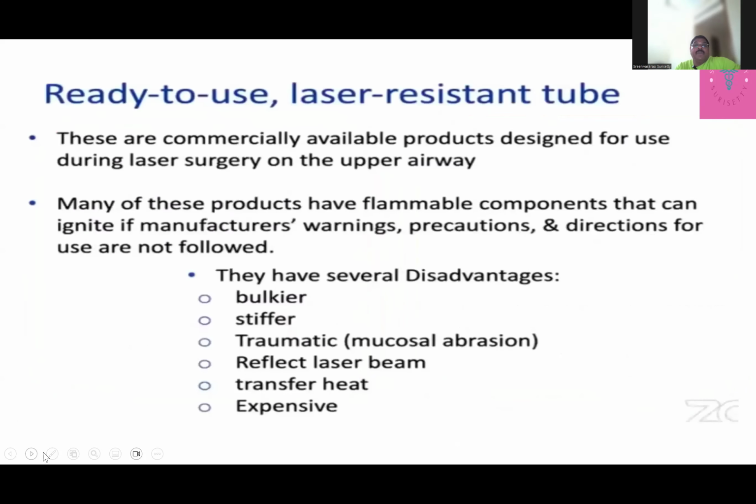So that was wrapping. Now the ready to use laser resistant tubes. These are all commercially available products designed for use during laser surgery on the upper airway. Many of these products have a flammable component that can ignite if manufacturer warnings and precautions for use are not followed. They have several disadvantages: they are bulkier, they are stiffer, sometimes they cause traumatic mucosal abrasion, they reflect the laser beam and transfer heat, and moreover they are very expensive.